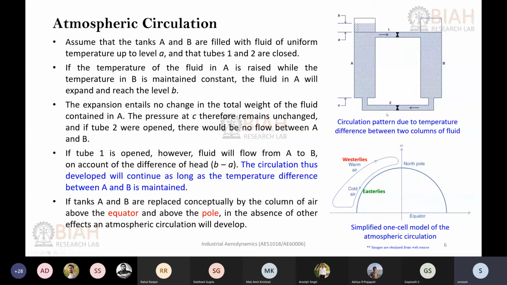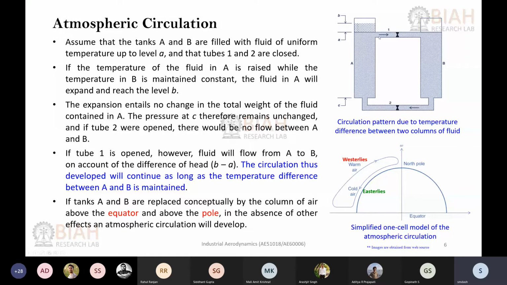Now if you open this valve 1, since I have said the temperature at tank A has increased, the fluid has expanded by some amount. Like initially if the level was A, now it has expanded to B. Because of that, this extra height, which is not seen in tank B, means the fluid will start to flow in this direction.